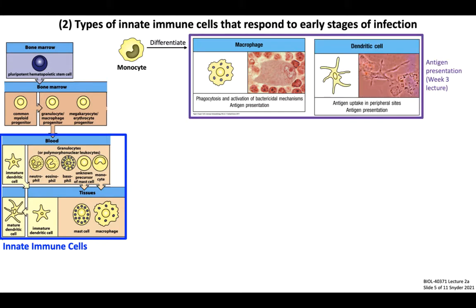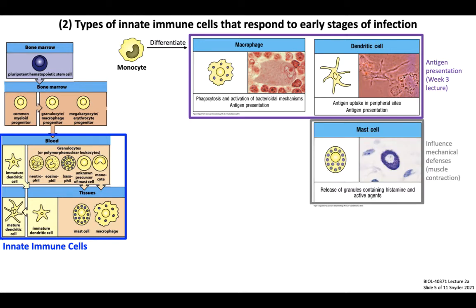Second, we have dendritic cells, or DCs. Now, DCs can also phagocytose extracellular material, so they are phagocytes, but not to the same magnitude that macrophages do. So I want you to associate dendritic cells primarily with the process of antigen presentation, which we'll cover next week. Together, both macrophages and dendritic cells are considered professional antigen presenting cells, or APCs.